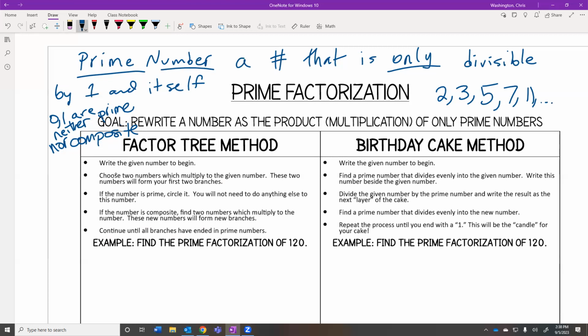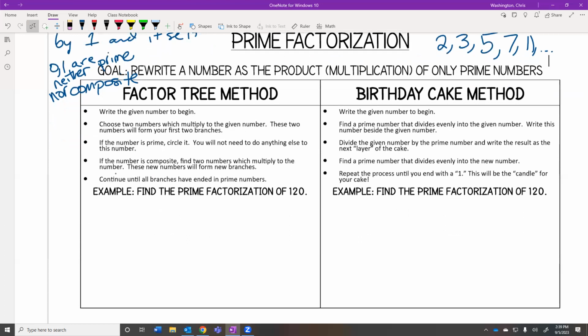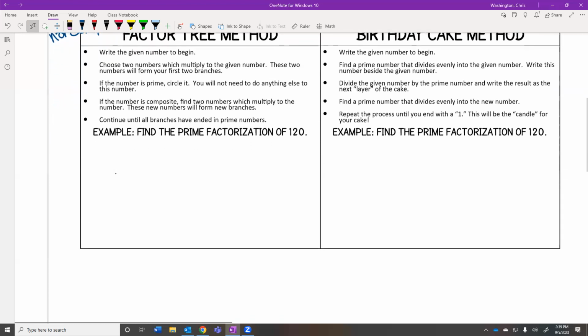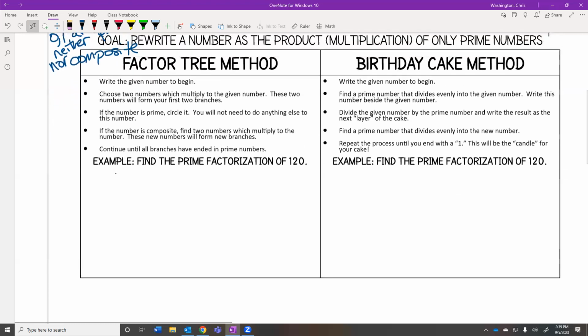So we want to take a number and write it as the product of only prime numbers. This is called the prime factorization. And this is not what we're doing today, but it's going to help us with what we're doing. So this is kind of review from like 5th, 6th grade maybe. And maybe you use the factor tree method.